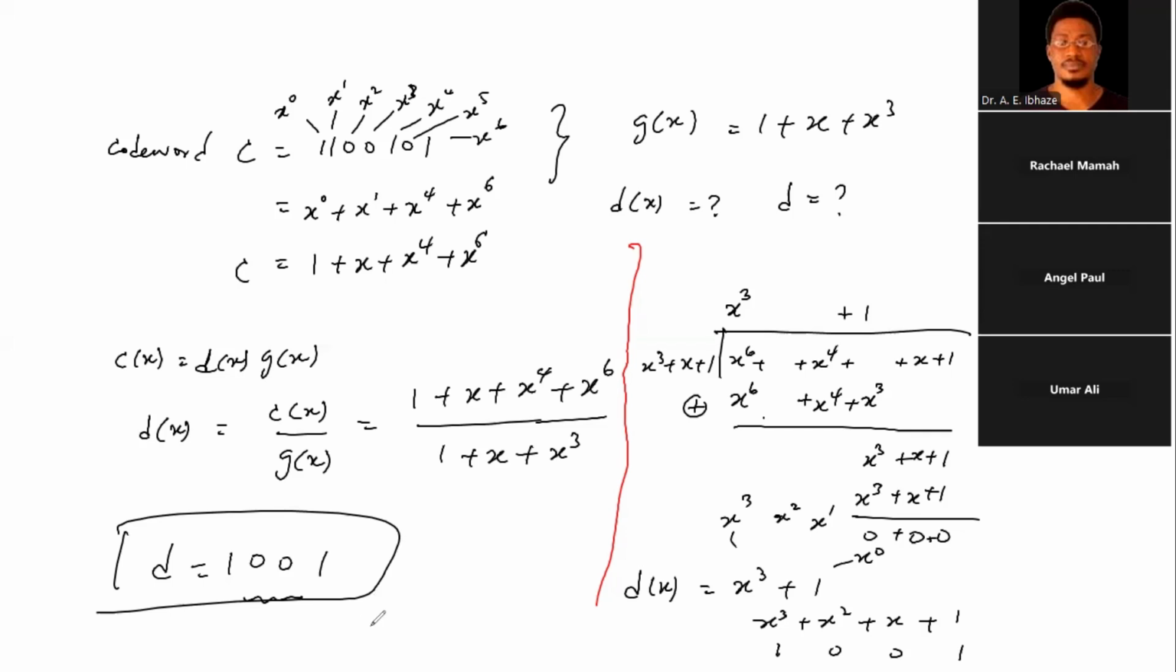Okay, that is saying x naught. Yes, yes. So that gives us 1001, since that is the order we've taken from the beginning, right? There's no problem with that. Okay, sir.